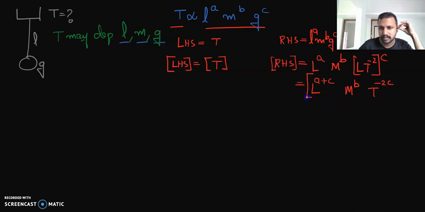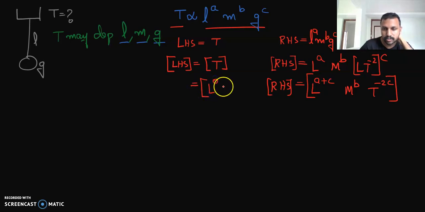Therefore, this is the dimensional formula of RHS. Okay, then let's write the dimensional formula of LHS in terms of M, L and T. Over here, we have written this as T, right? We could write it like this also. Look at this situation. L raised to 0, M raised to 0, T raised to 1.